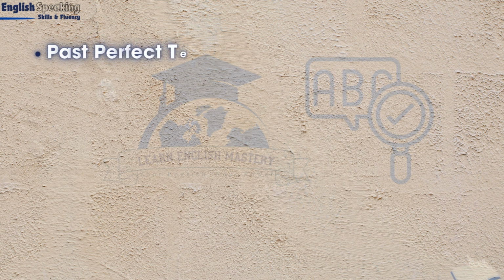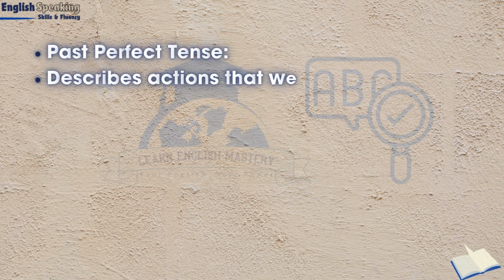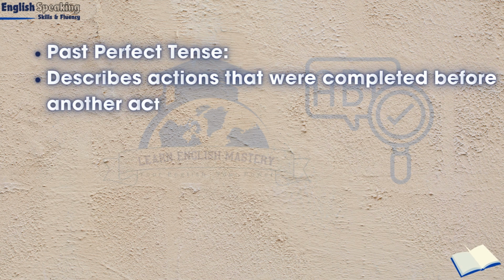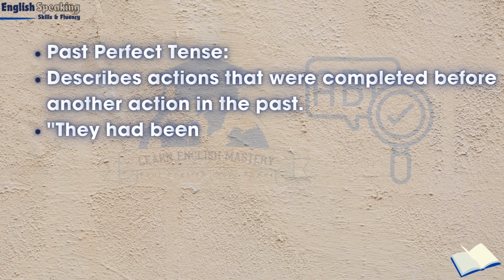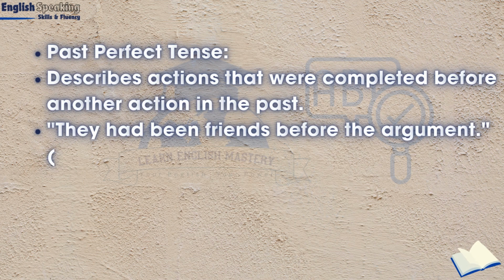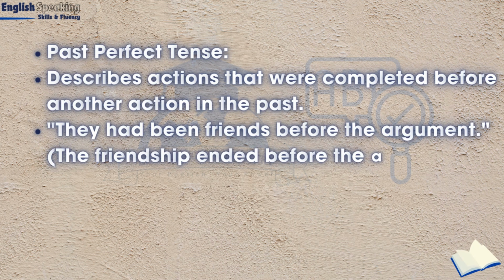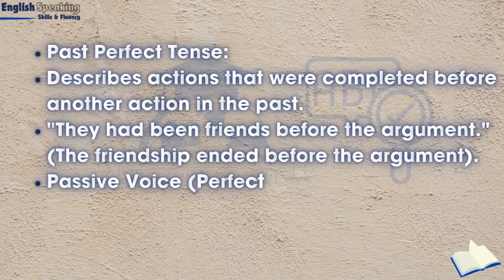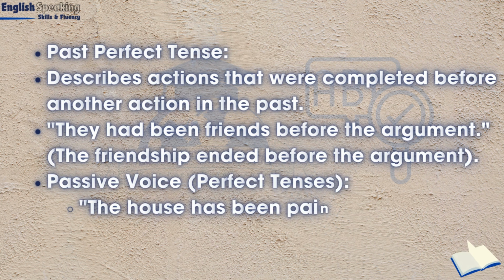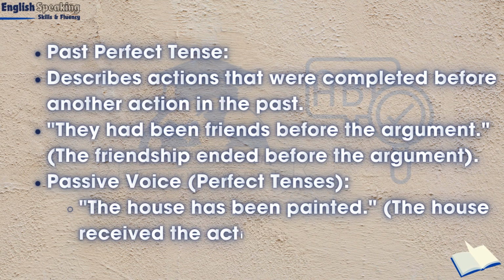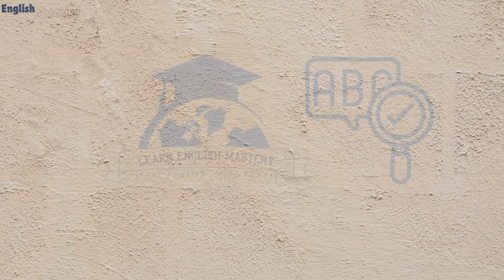Past perfect tense describes actions that were completed before another action in the past. They had been friends before the argument. The friendship ended before the argument. Passive voice, perfect tenses, the house has been painted. The house received the action of being painted.